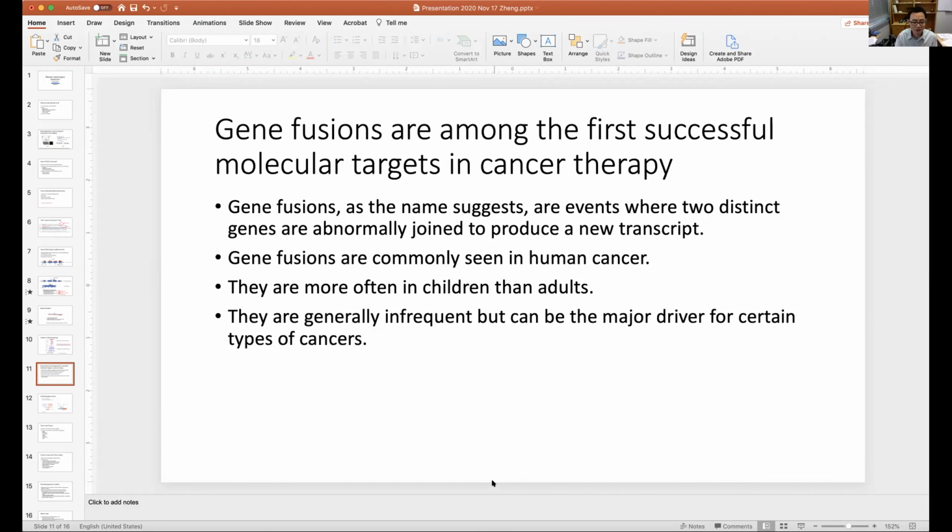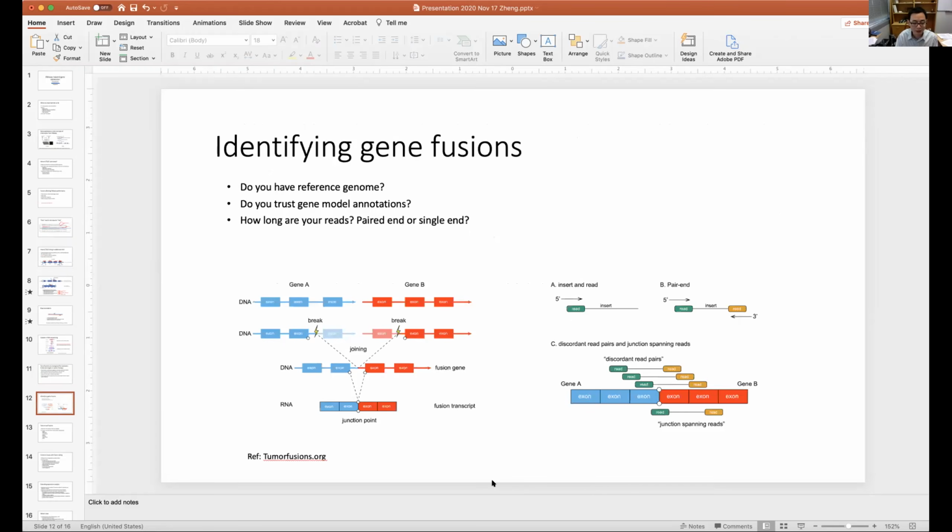Fusion is important also because one of the major successes in precision oncology, the very first molecular target in targeted therapy, is a gene fusion. That's the Philadelphia chromosome BCR-ABL fusion. And it turns out that when you target this fusion, the disease remission is quite durable because fusions are usually a very early event, very clonal. So when you target cells that carry these fusions, you're targeting the initiating cells.